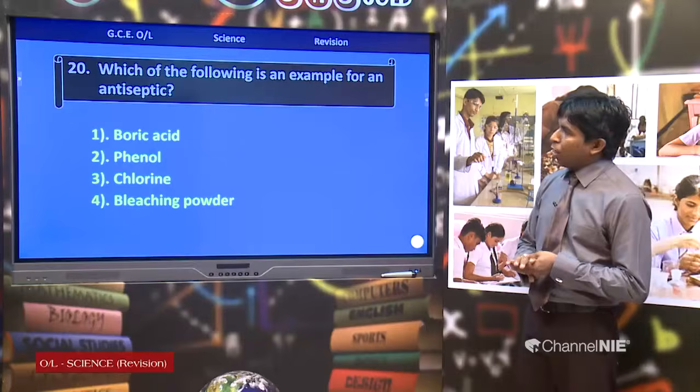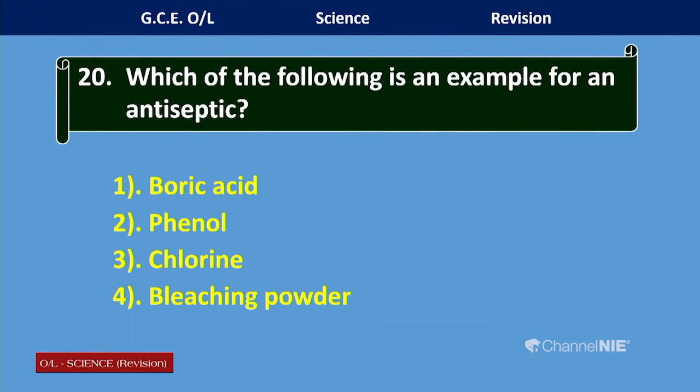Question number 20, which of the following is an example of an antiseptic? What are antiseptics? There are 3 types of these chemicals we use in our day to day life: antibiotics, antiseptics and disinfectants. Antibiotics can be taken orally, disinfectants we mostly use for non-living surfaces, and antiseptics mostly for living surfaces. These days antiseptics and disinfectants are very popular because of COVID-19.